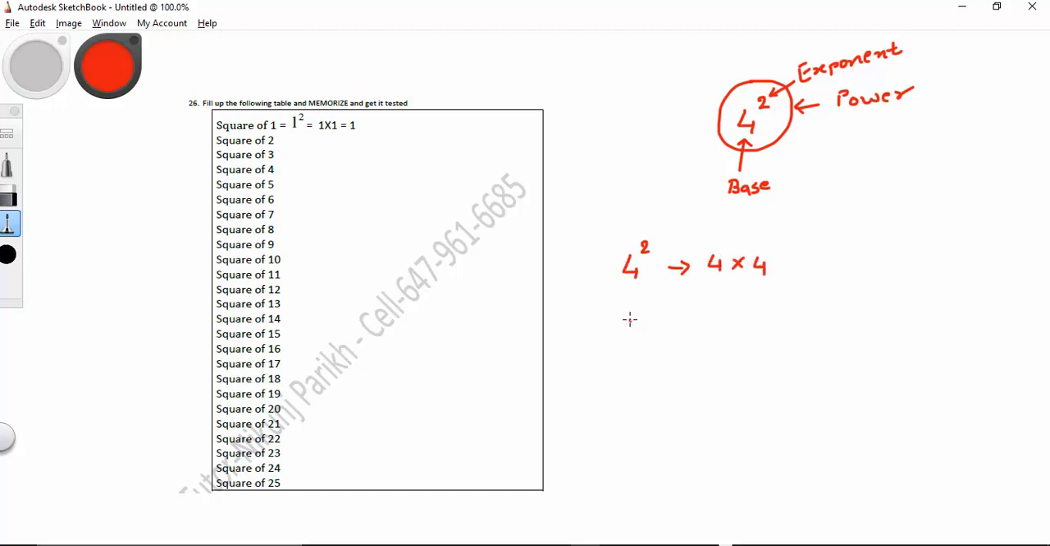If I had 4 as the base and 3 as an exponent, then the meaning would be 4 times 4 times 4. You get this? If I had 2 as the base and 5 as an exponent, then the meaning of this would be 2 times 2 times 2 times 2 times 2. You can see that I have multiplied 2 with itself 5 times. Yes or no? So these are the powers, and these are called expanded form of the powers.